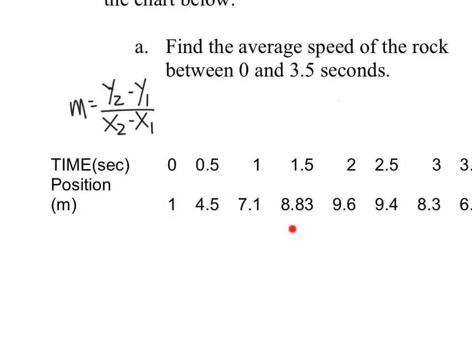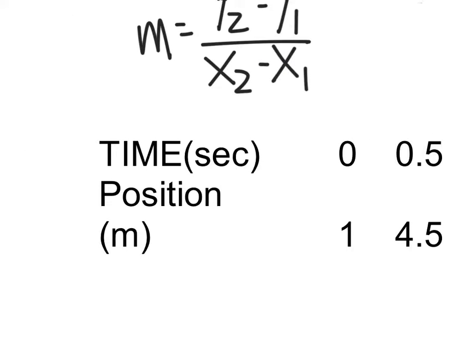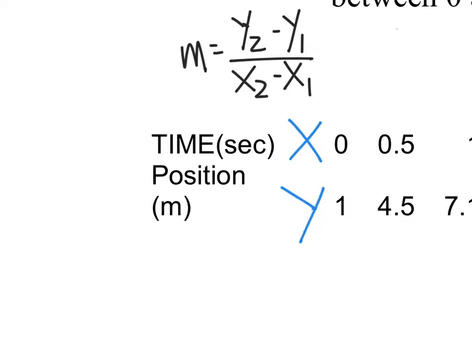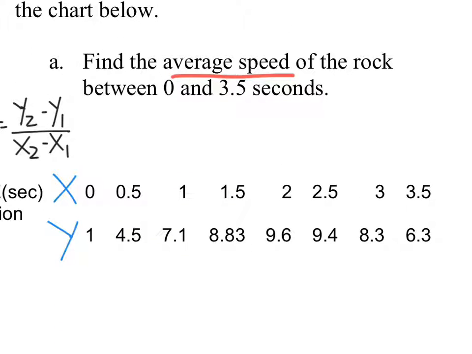So here is 0, and let's see. Here is, of course, meters. Here is the position. The first thing that I'm going to do is label the variables. So time is always our domain, and we're going to refer to it as the x variable. Position is going to be y. And this question says find the average speed, or the rate, or the slope of this rock between 0 and 3.5 seconds. So where is 0? We're going to be starting right here, and actually I'll circle that. Great. And then where are we wrapping up? The average speed between 0 and 3.5 seconds.